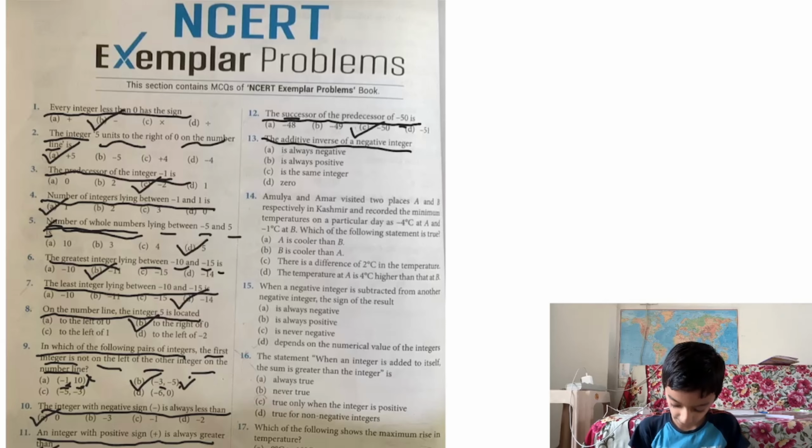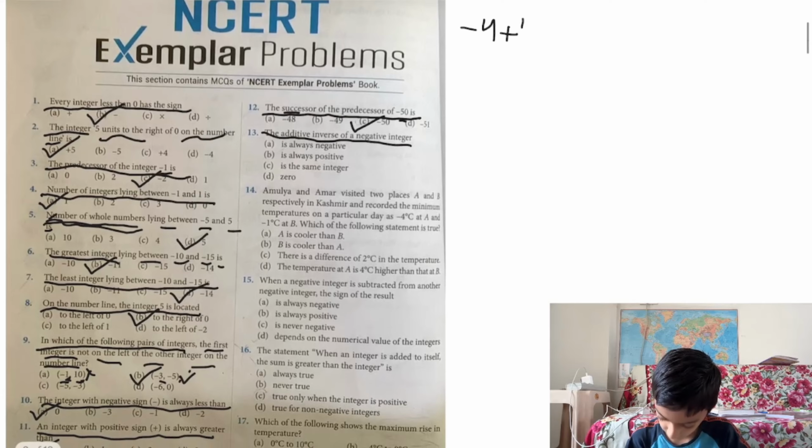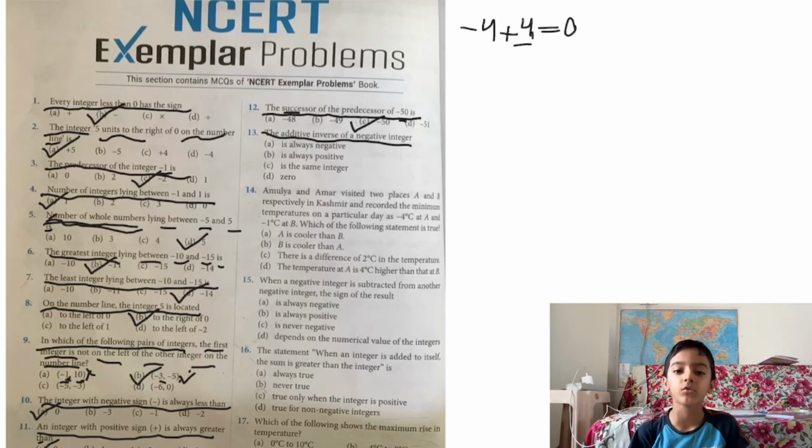So they're saying the additive inverse of a negative integer. Let's take a negative integer. Let's take minus 4. For finding the additive inverse, we'll flip the sign. So here it's minus, we'll make it plus, and we'll keep the number same, 4. And minus 4 plus 4 is equal to 0. So we can say that plus 4 is the additive inverse of minus 4.